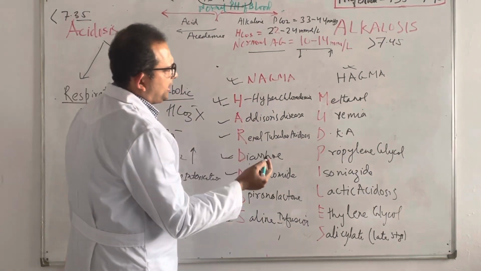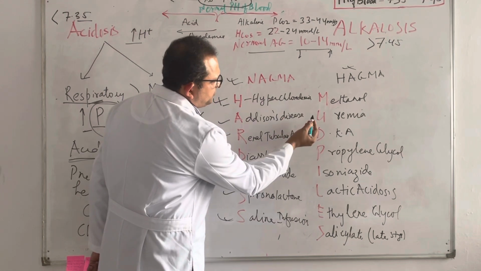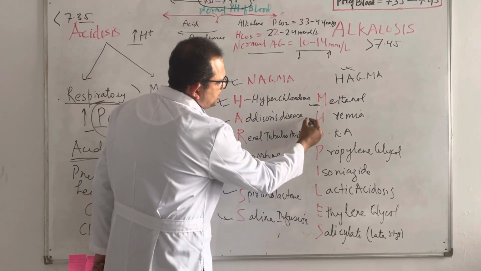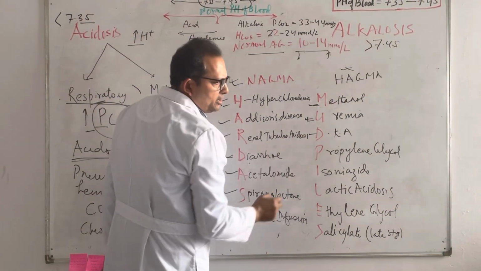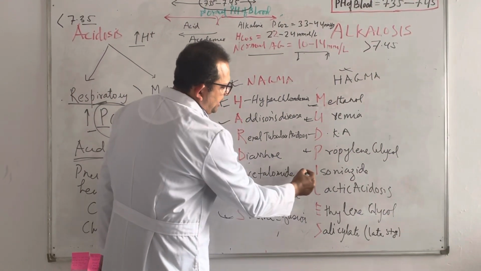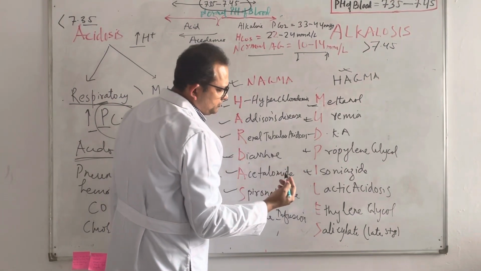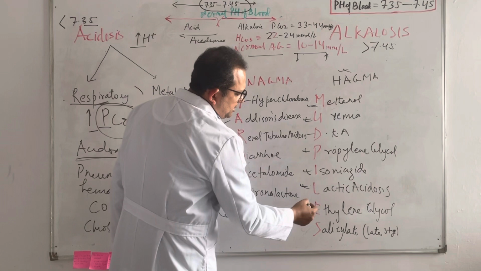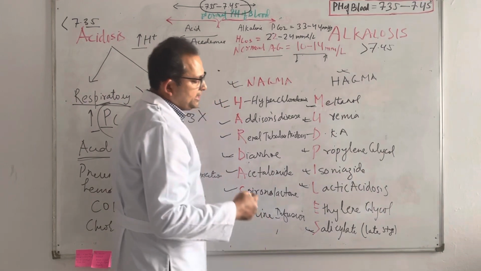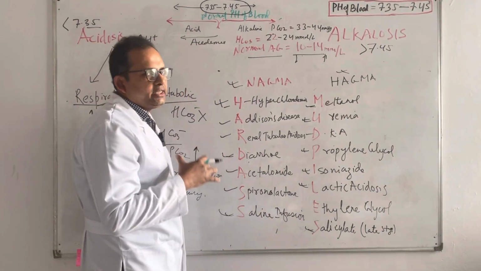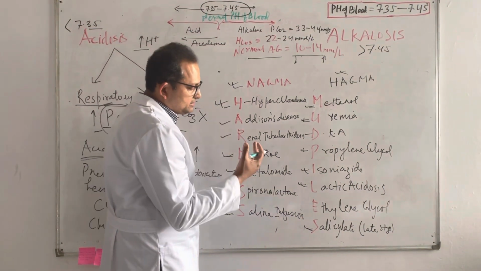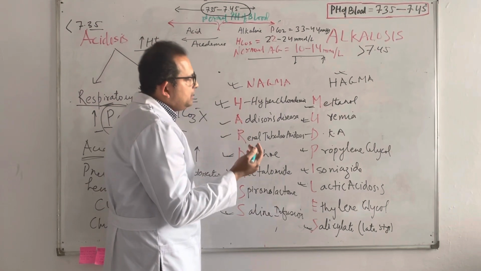Now let's talk about HAGMA. The mnemonic for HAGMA is MUDPILES. M for methanol poisoning, U for uremia, D for diabetic ketoacidosis, P for propylene glycol poisoning, I for isoniazid, the drug which we use, L for lactic acidosis, E for ethylene glycol, and S for salicylate poisoning, salicylate overdosing, and that will be in the late stage, because the early stage will cause a different thing which we will discuss later, but the later stage will cause HAGMA.